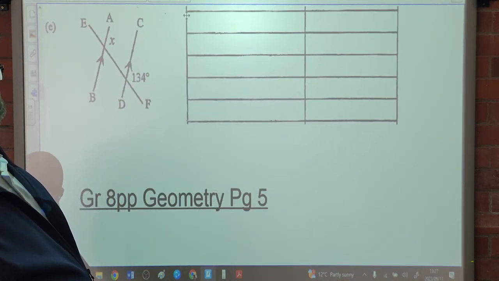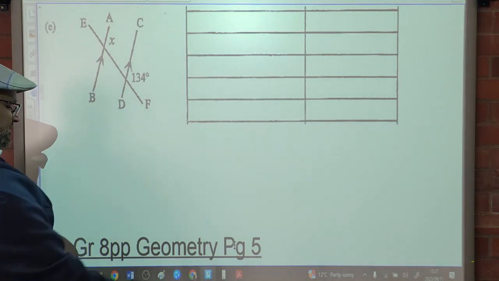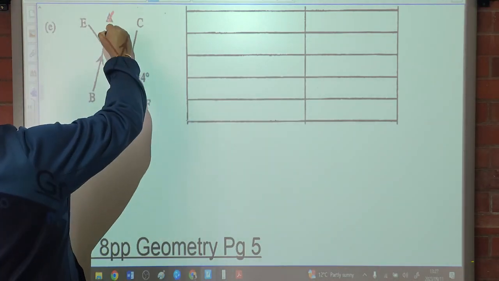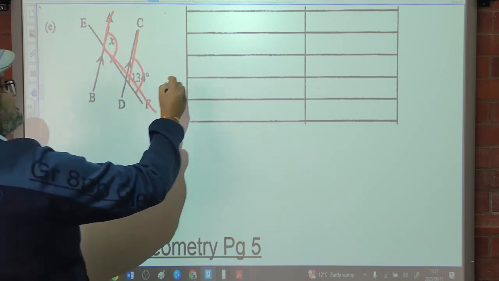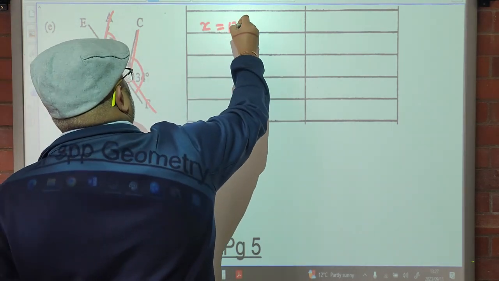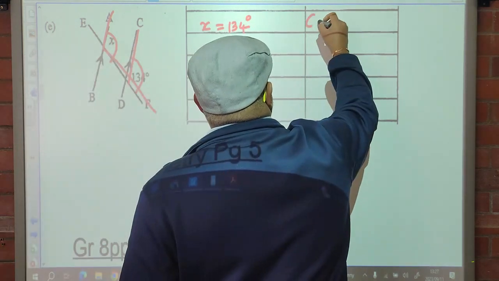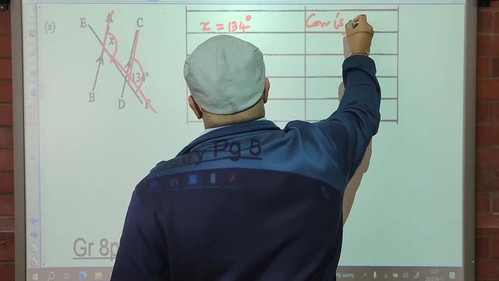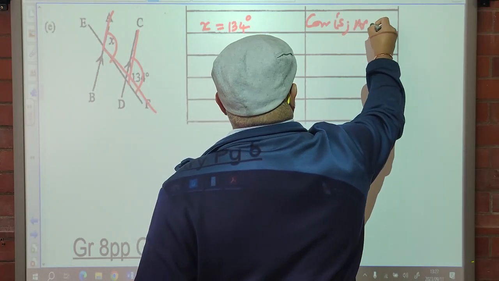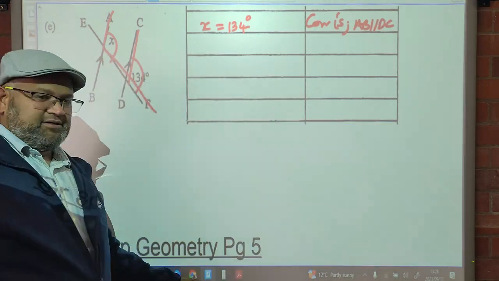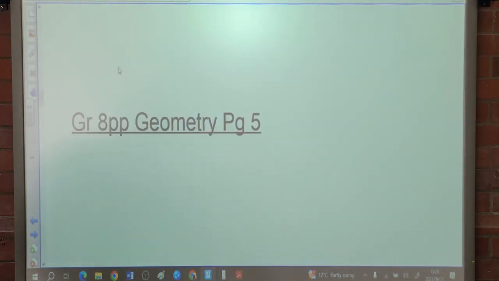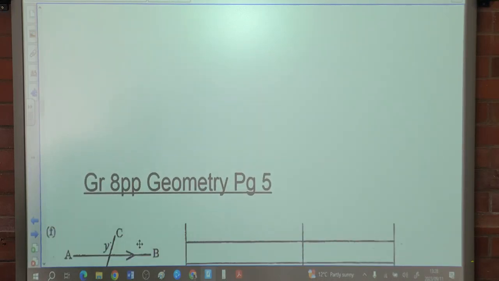Let's look at E. Again, these lines are parallel. Can you see that? So x is equal to 134 degrees. Why? Corresponding angles with AB being parallel to BC. Okay. The next one.